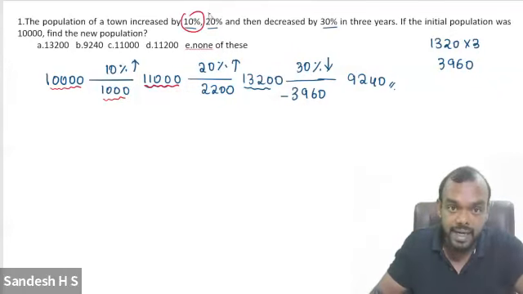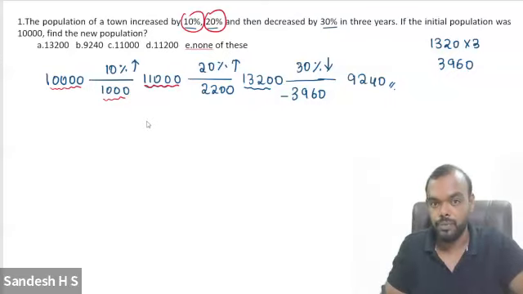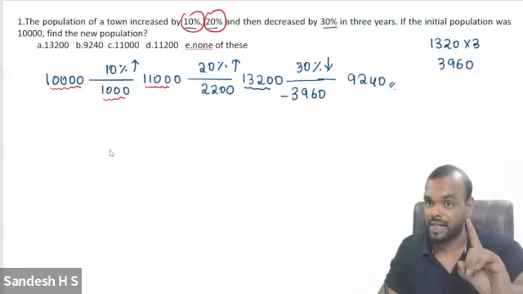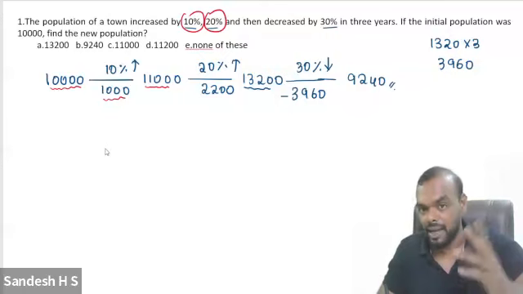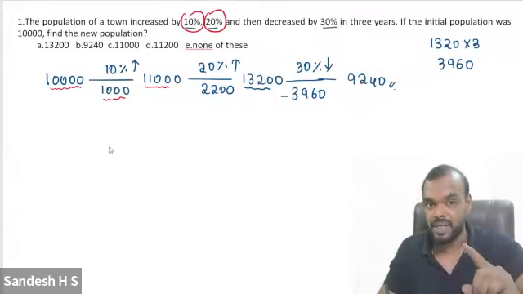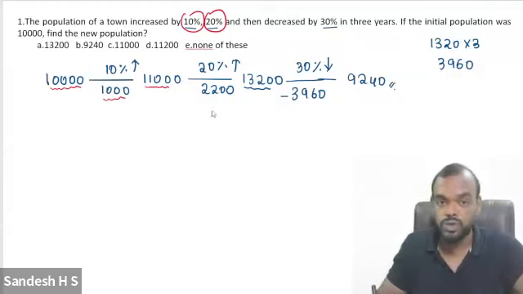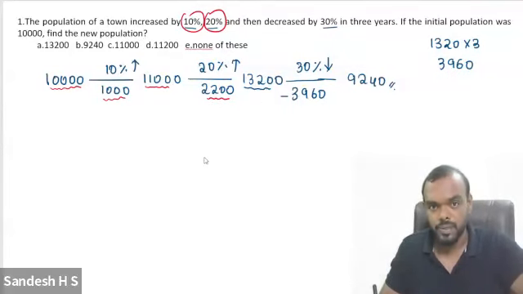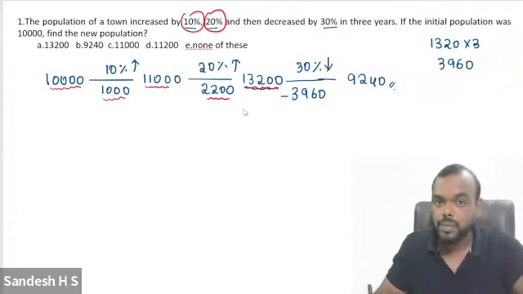For the second year it increases by 20%. What is 10% of 11,000? That is 1,100. I taught you how to calculate 10% yesterday. Just divide the number by 10, you will get 10%. 11,000 divided by 10 is 1,100. That is 10%. If you double that, that will become 2,200. That is 20%. So increased means we will add this. That will become 13,200. So this is the population after 2 years.